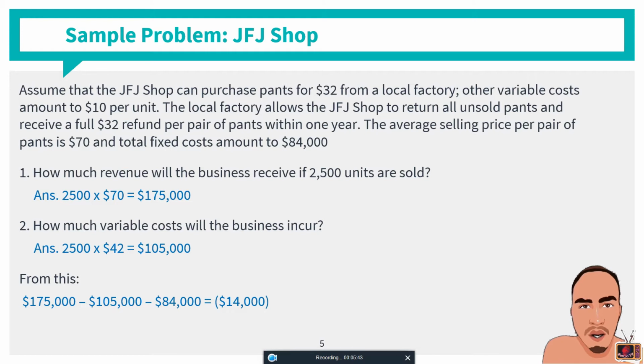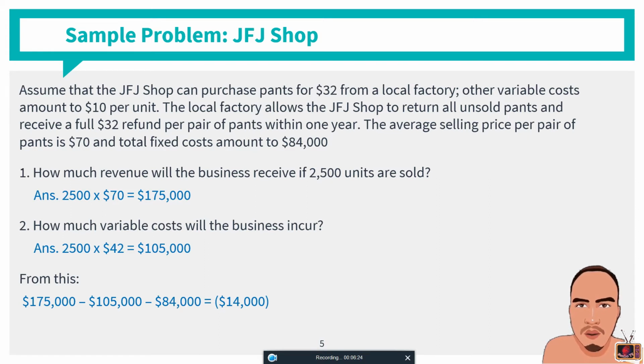So we have a sample problem here. For example, we have a JFJ shop. So we would assume that the JFJ shop can purchase pants for $32 from a local factory. Other variable costs amount to $10 per unit. The local factory allows the JFJ shop to return all unsold pants and receive a full $32 refund per pair of pants within 1 year. The average selling price per pair of pants is $70, and total fixed cost amount to $84,000.